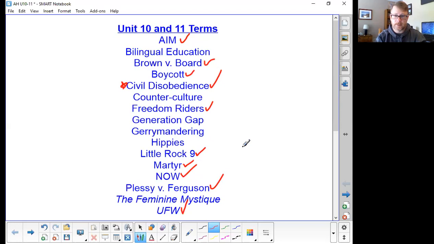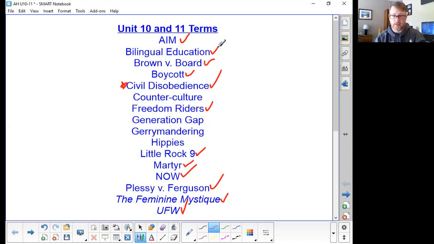Let's see, I want to stick to civil rights. Feminine Mystique, Civil Rights for Women. This is a novel that made many women become more aware of really the women's rights movement. Bilingual education, one of the objectives of the United Farm Workers. Okay, moving on to a little bit more of 11.